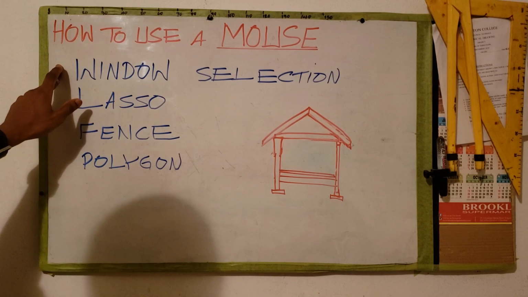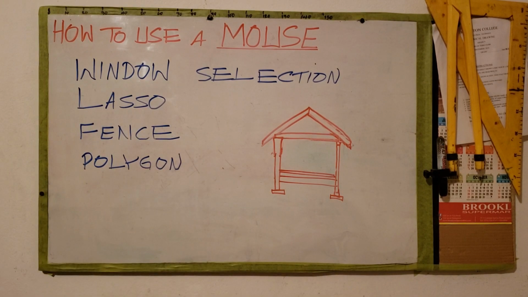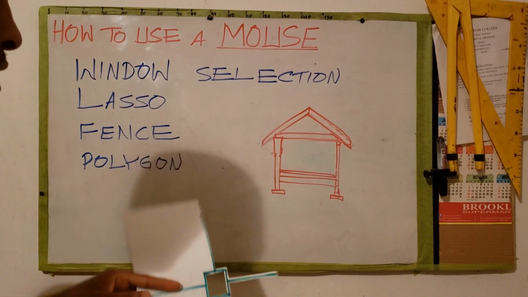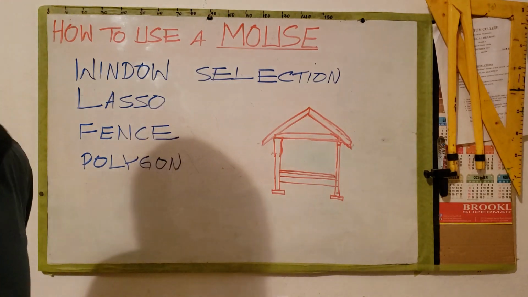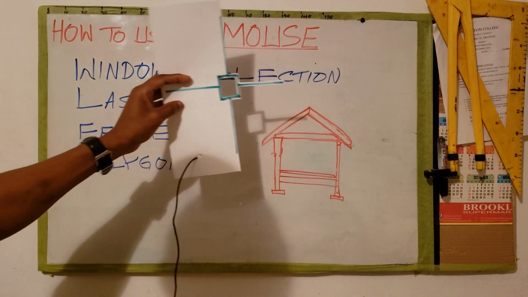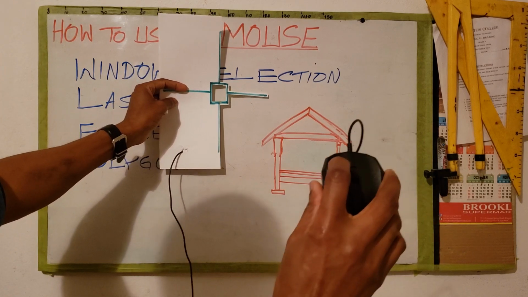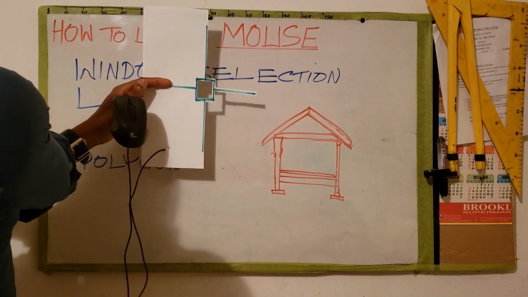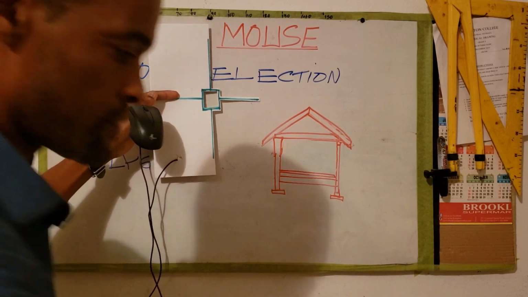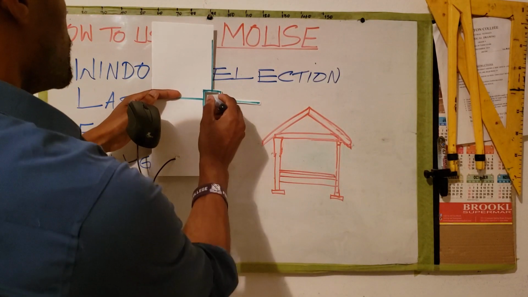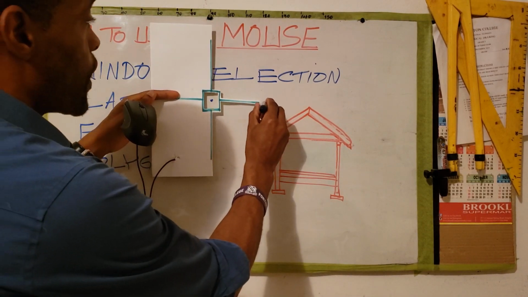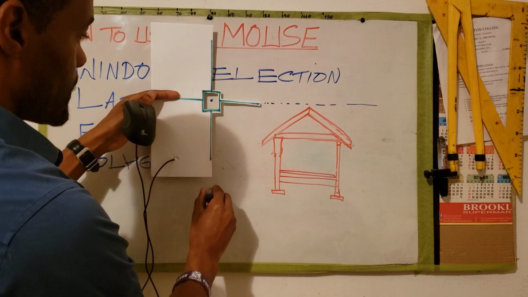For window selection, what window selection does, window selection allows us to create a rectangular box. All right. So once you move your crosshair to a spot and you left click, say for example, I left click here, it will start creating a rectangle at this point. So I move here, it will start to create a rectangle here. And it's important to know that at this point, the rectangle will be formed along this line, right?